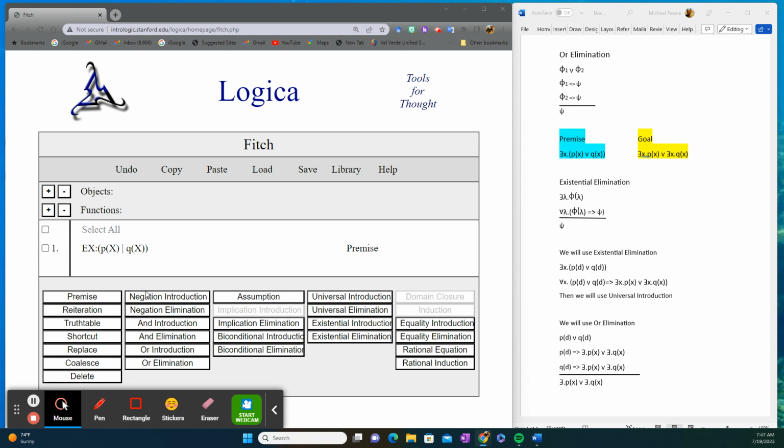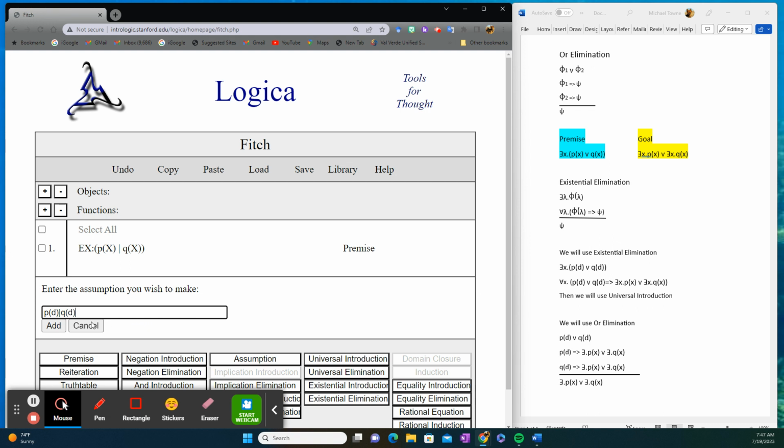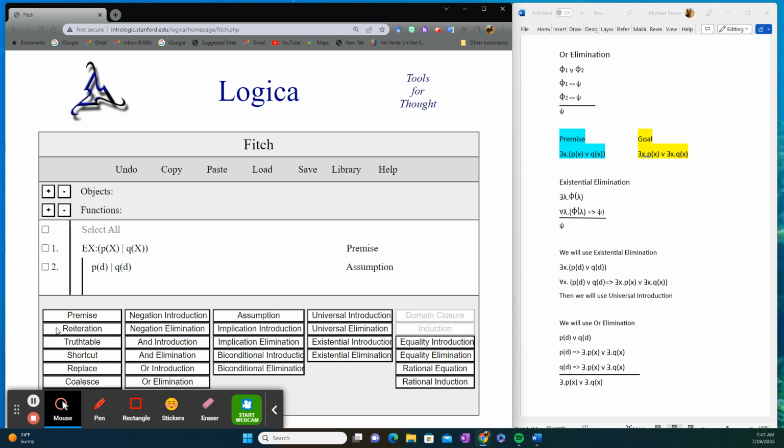So let's see if I can do this. My first goal is to introduce an assumption. And I think that my assumption should be something like this. I'll put in P of D or Q of D, where D is a placeholder with no restrictions, and D could be any one of the object constants in our universe. So that's an OR statement, and the only way to break it up, so to speak, is through OR elimination.